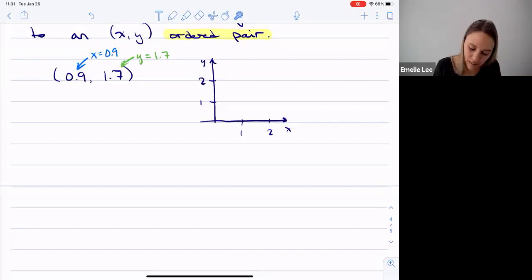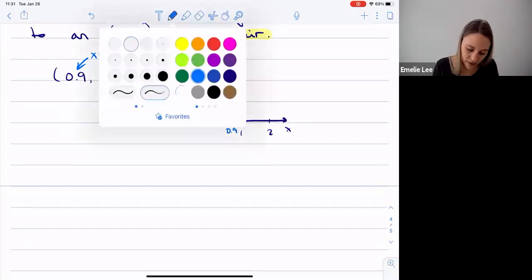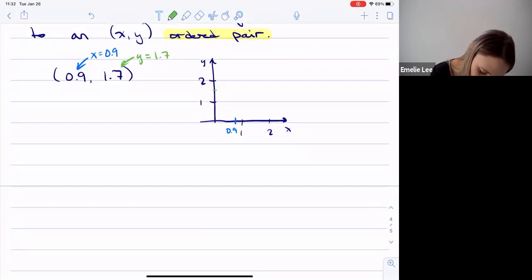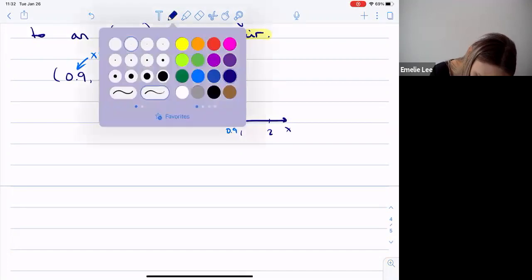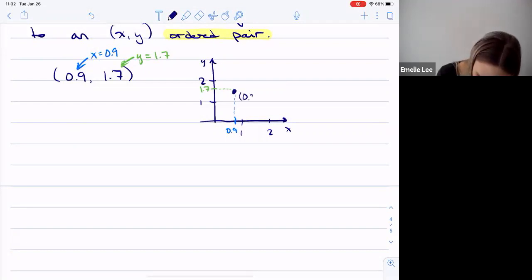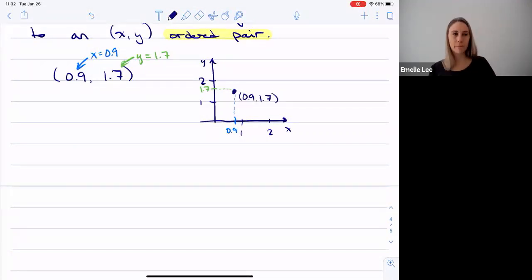So what we've got is x is 0.9. I'm going to do my best here and try to map out 0.9. My y coordinate is 1.7. Again, I'm just going to do my best to find 1.7 without a proper grid. And maybe it's up a little bit. It's really hard to know. But this point here is going to join up, and that point there is this ordered pair, 0.9, 1.7. I guess it looks like it dipped down a little bit. That's okay.